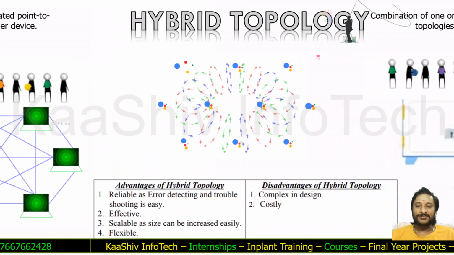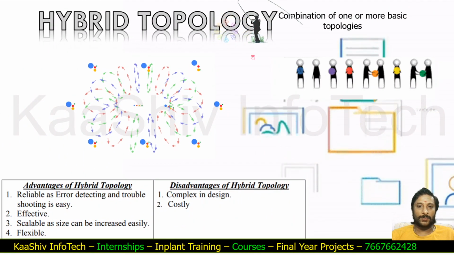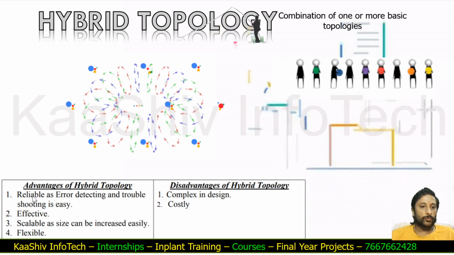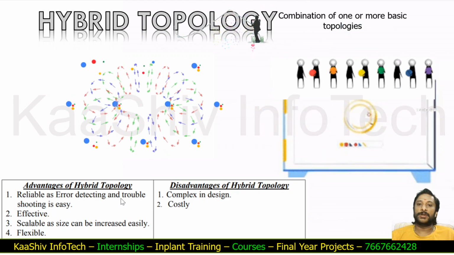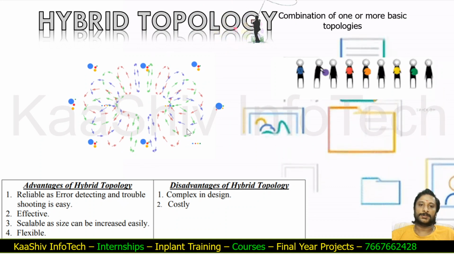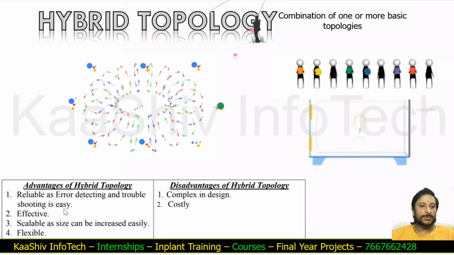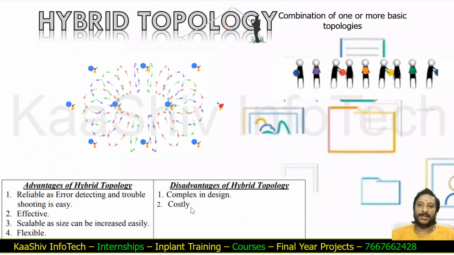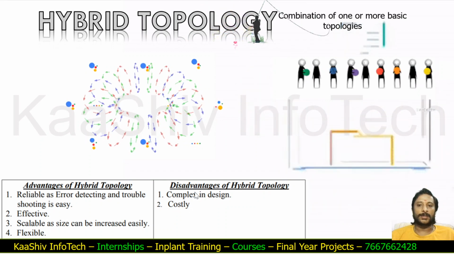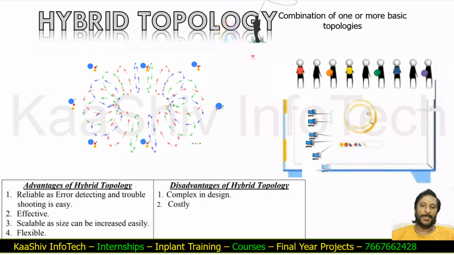Anyway, now let's talk about the hybrid topology. Hybrid topology is very different. It is reliable for error detecting and troubleshooting, as I told you. Hybrid is a combination of all these things. You will have the ring, the mesh topology, everything. It is effective, scalable, flexible, but very complex in design, and it's costly. That is why hybrid topology is not preferred in most places.